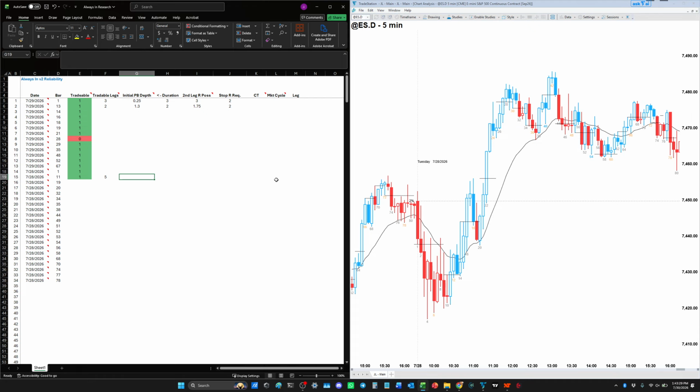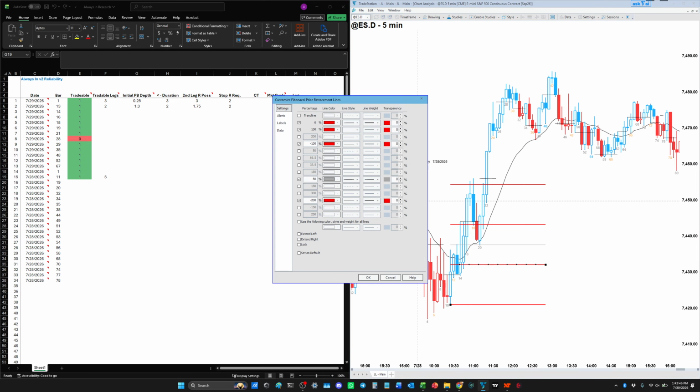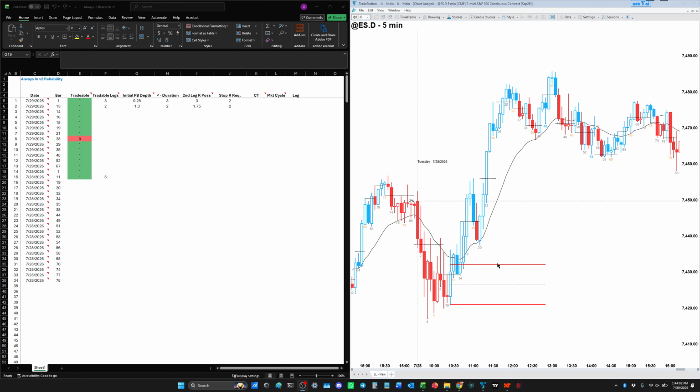All right, initial pullback depth. Once the signal changed, we have 12, and then we pulled back like this. Let's say that this, why is my fib tool all messed up? Hold on 1 second. Let me fix my fib tool. Okay, so this is the 1R range. We can say from high to low.